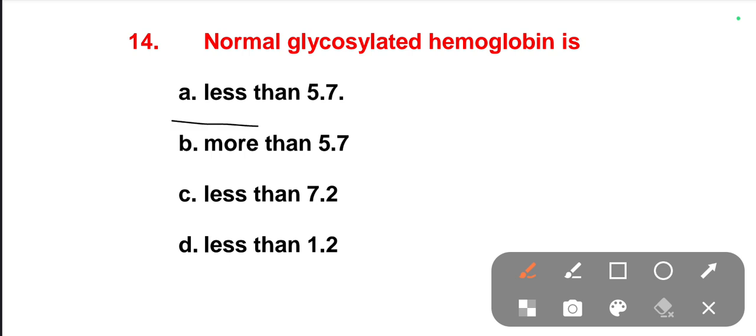The right one is option A. Option A, less than 5.7, is a normal level of HbA1c, that is nothing but glycosylated hemoglobin.